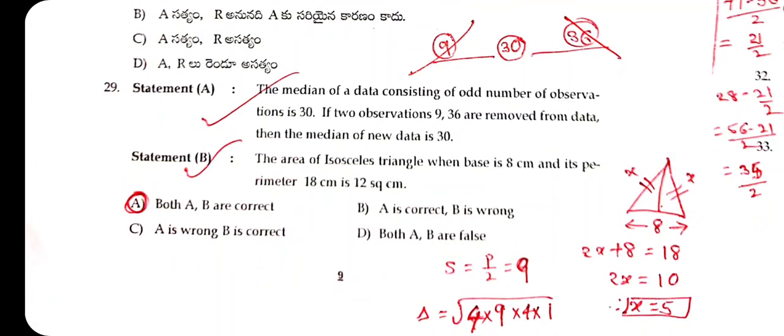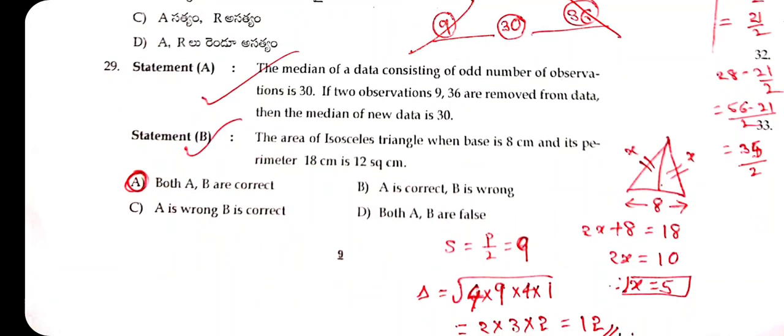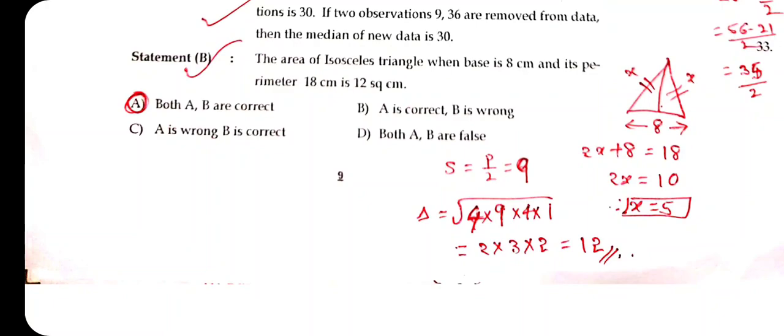Area of the isosceles triangle: here the base is 8 and the perimeter is given. So the equal sides we don't know, that's why I am taking x and x. So 2x plus 8 is equal to 18, 2x is equal to 10, x is equal to 5. Now we know the formula: s is equal to P by 2, that is 9. Root over s into s minus a into s minus b into s minus c. Using that formula, we can get the answer 12. Otherwise, half into base into height, if you do that also you will get the answer.